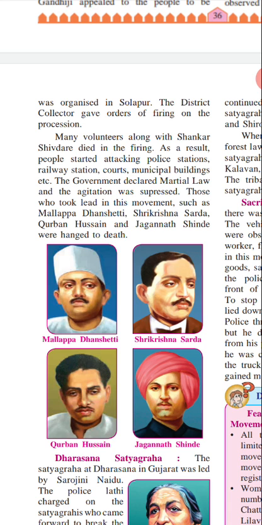Those who took the lead in this movement, such as Mallappa Dhanshetti, Shri Krishna Sarda, Qurban Hussain and Jagannath Shinde, were hanged to death. In Solapur, we can see the Char Hutatma memorial, which is in Park Chowk.